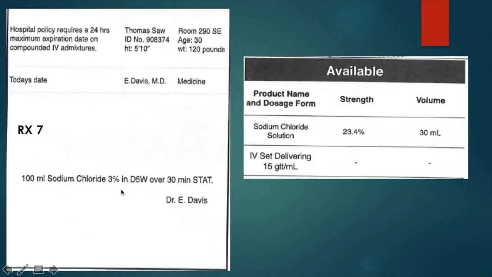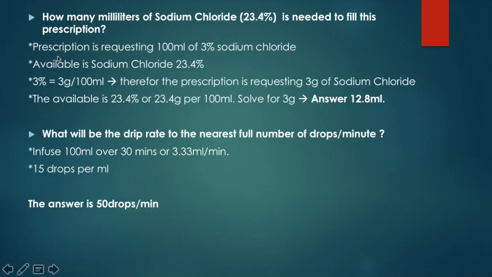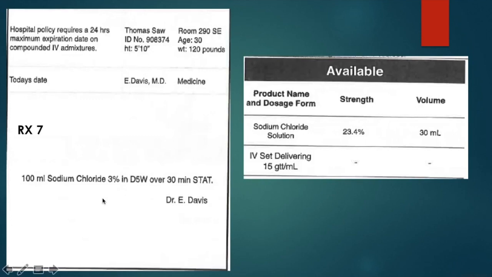Straightforward, right? We have another one here, 100 ml of sodium chloride 3% and D5W over 30 minutes stat. That means we got to do this question fast. Okay, so let's go. So this is what we have in the pharmacy. How many milliliters of sodium chloride 23.4% is needed to fill this prescription? The prescription wants 3%. In other words, what is 3%? That's actually 3 grams of sodium chloride in 100 ml. Whenever I have percent, that's how I convert it, right? Percent means per 100, so 3 means grams.